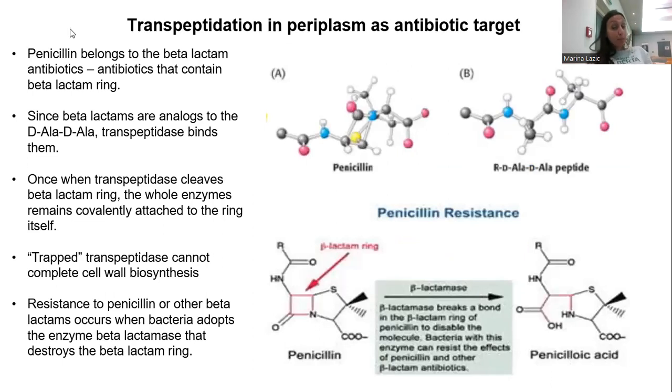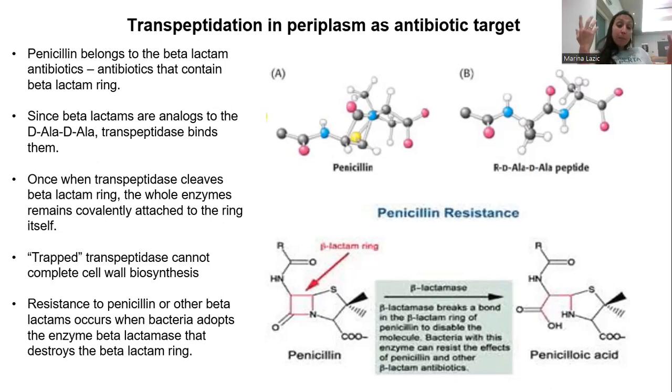So penicillin belongs to beta-lactam antibiotics. Why it's called beta-lactam, and you can see in the picture here, is because it contains this beta-lactam ring. Since beta-lactams are analogs of D-Ala-D-Ala, transpeptidase binds them. So that's basically penicillin tricking transpeptidase.